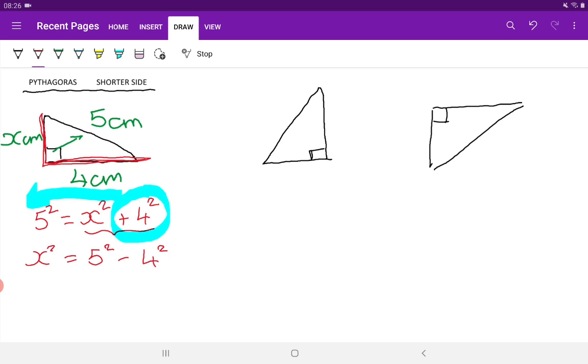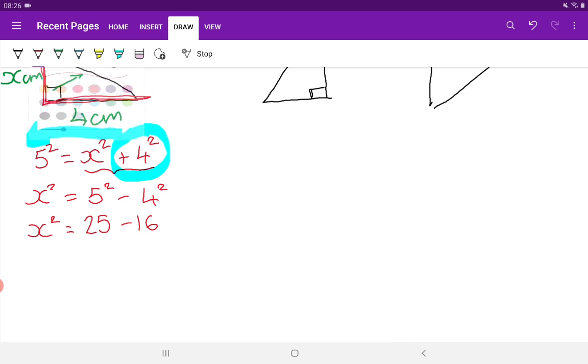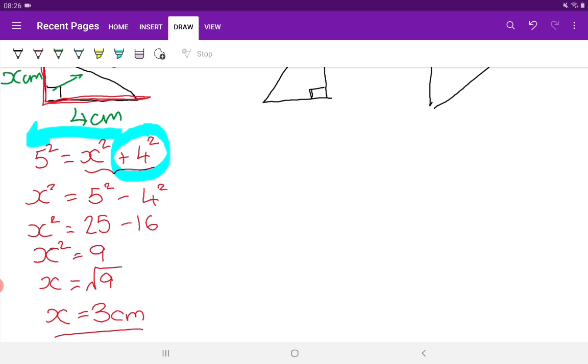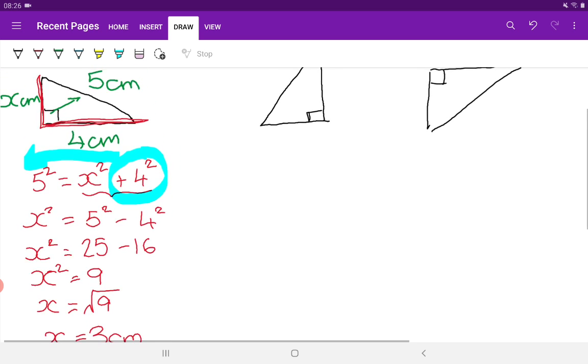Okay, but then we just do everything else like we've done before. So you would take your calculator, or in this case we can manage this one without a calculator. 5 squared is 25, 4 squared is 16, so we've got 25 take away 16, and 25 take away 16 is just 9, so we're going to have x squared is 9. X then is going to be the square root of 9, and we should know that as 3, and that shouldn't be a surprise to us, guys. We've spoken about this idea of the 3, 4, 5 triangle before.